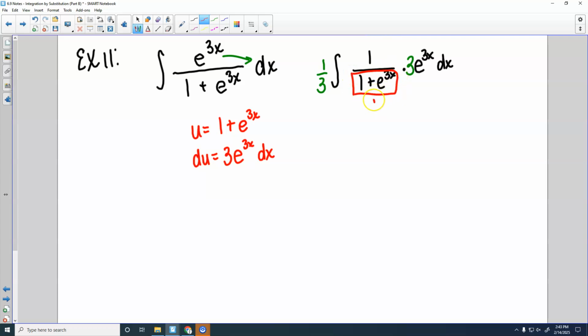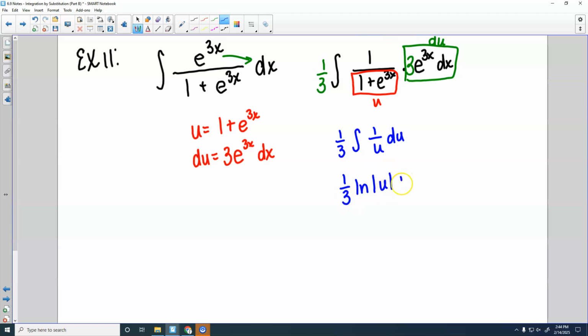This part right here is u. This part right here is du. So you've got 1/3 the integral of 1 over u du. What do we get when we integrate 1 over u? Natural log, absolute value of u plus c. So I have 1/3, watch, natural log, absolute value of 1 plus e to the 3x plus c.